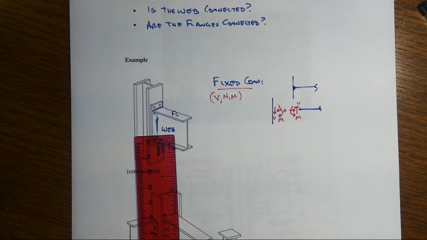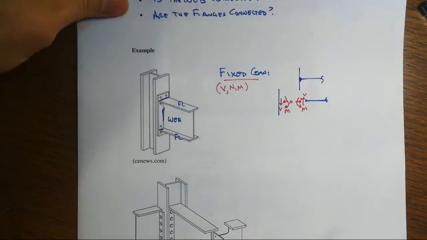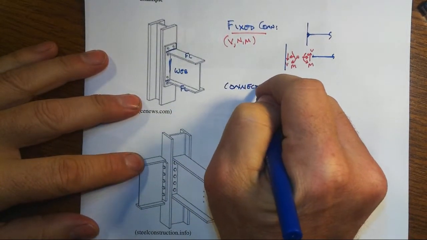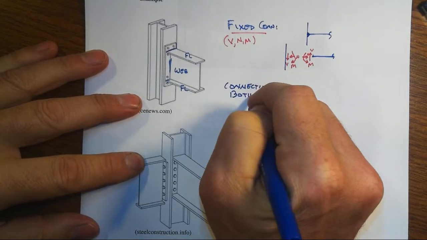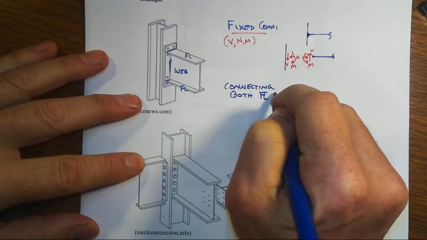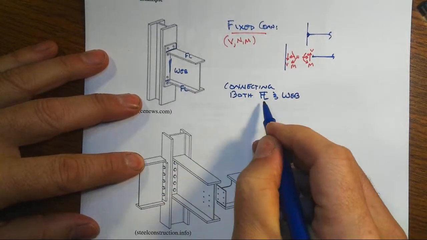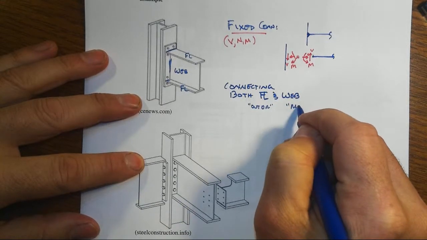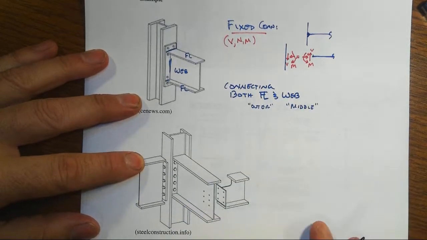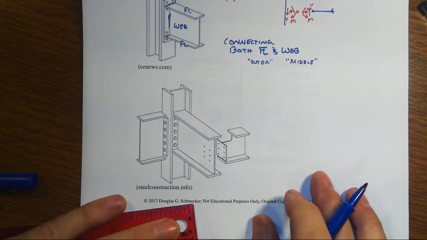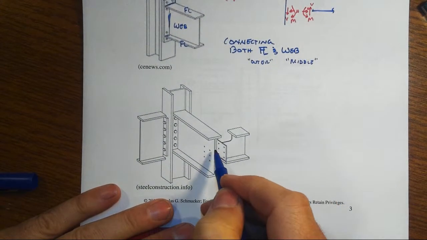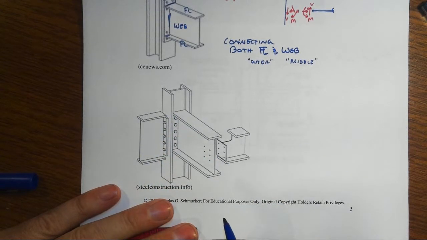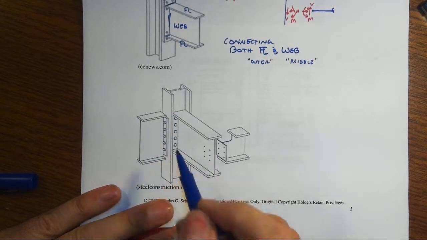As opposed to if we are connecting, right? Let me write that again too. Connecting both flanges and web, or the outer part and the middle portion. Whereas when you look down below, we've got a beam framing into another beam, a beam framing into the middle of the column, and another beam framing into the outer part of the column.